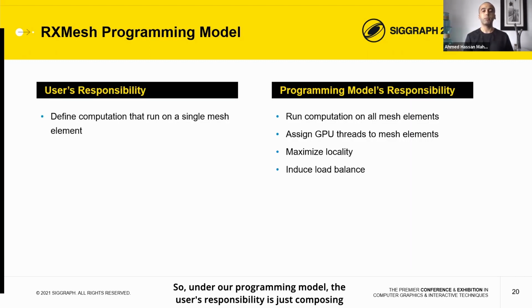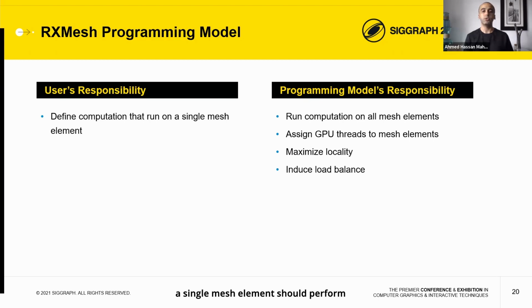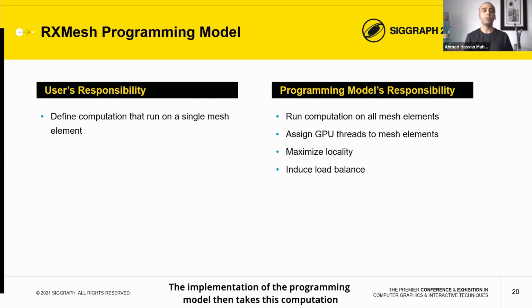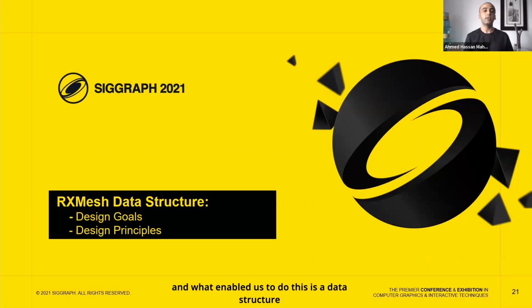So under our programming model, the user's responsibility is just composing their computation by defining what computation a single mesh element should perform. The implementation of the programming model then takes this computation and runs it in parallel for all mesh elements in such a way that maximizes locality, induces load balance, and eventually leads to higher throughput. And what enables us to do this is the data structure, whose design goals and design principles we will now discuss.